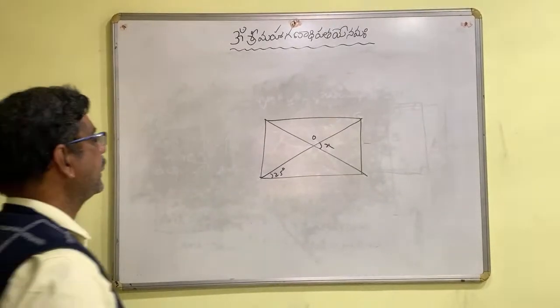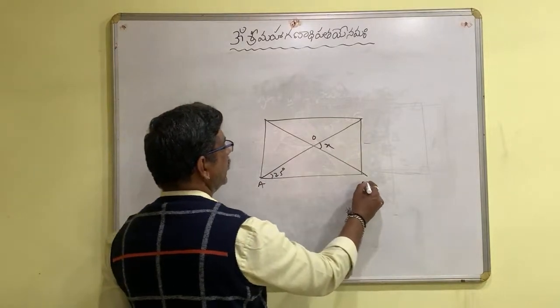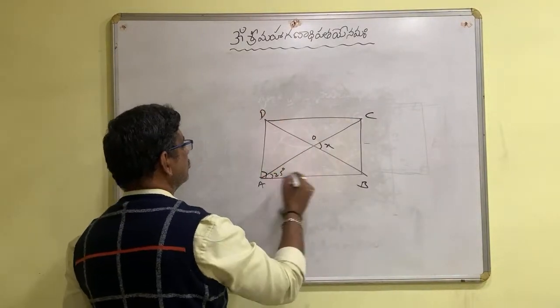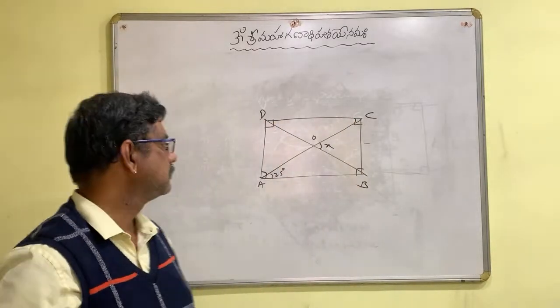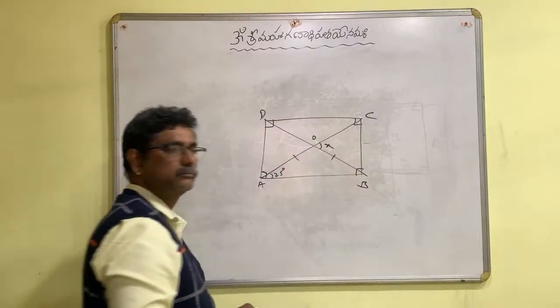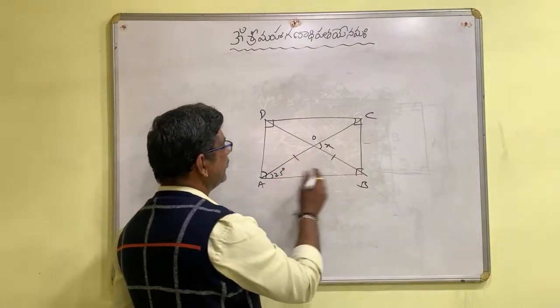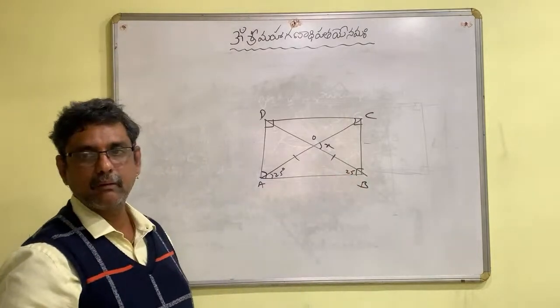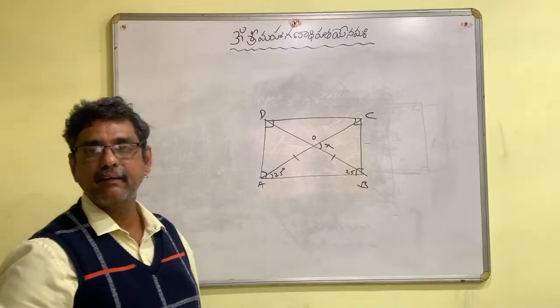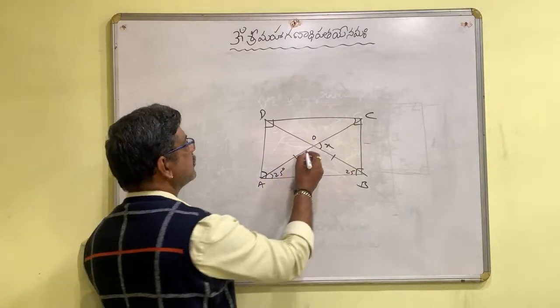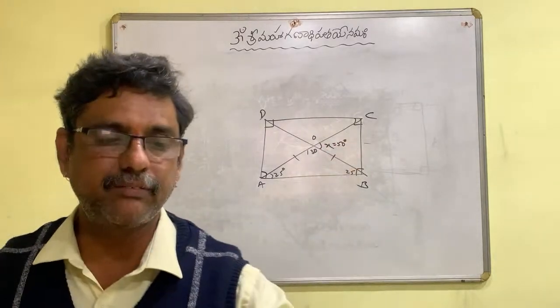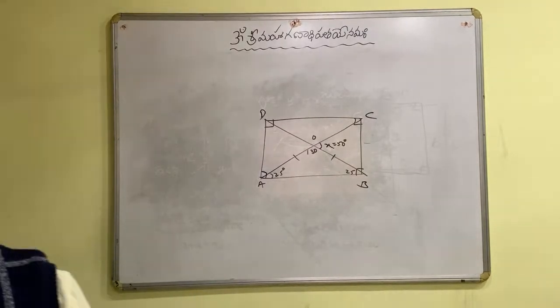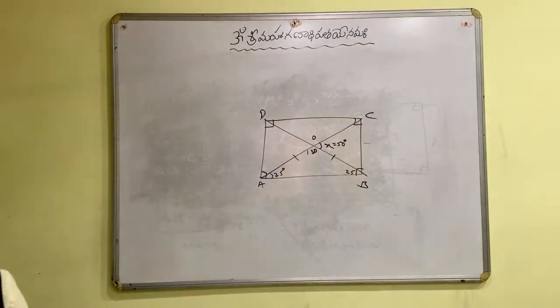We know in a rectangle diagonals are equal and bisect each other. So these two are equal. If this is 25, this is also 25. 25 plus 25, 50. Then this will be 130. The acute angle will be 50. So the answer is 50 degrees. Okay?